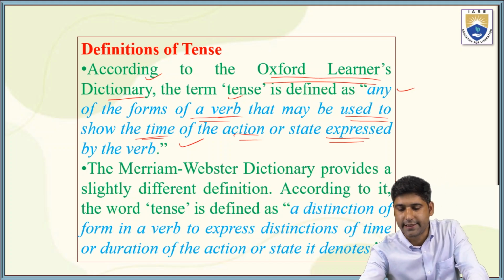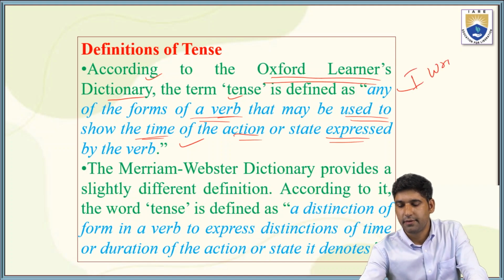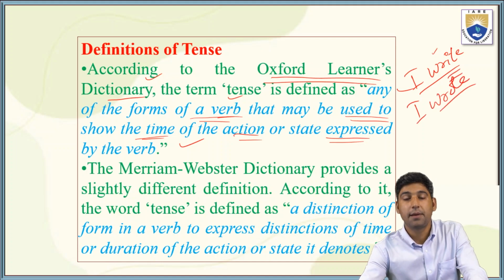Like, I would like to give an example. If I say, I write, it's present because we have the verb's first form, the present form of the verb. If I say, I wrote, then wrote is the past form of the verb. So this wrote tells us the time of the action.